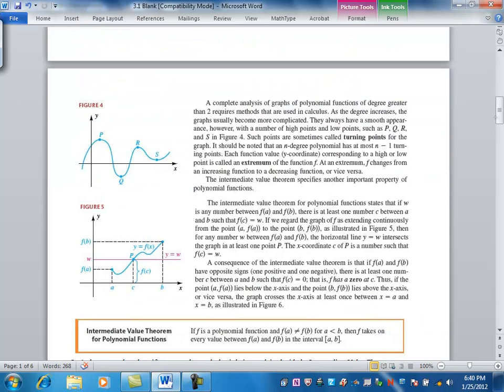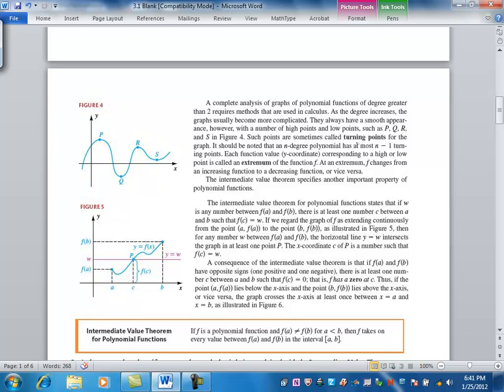A complete analysis, and again, I know you can read, but I just want to highlight some points here. A complete analysis of graphs of polynomial functions of degree greater than 2 requires methods that are used in calculus. Notice methods used in calculus here, and we certainly will use them. As the degree increases, the graphs usually become more complicated. That probably makes sense. They always have a smooth appearance, however, with a number of high points and low points, such as P, Q, R, and S in figure 4.